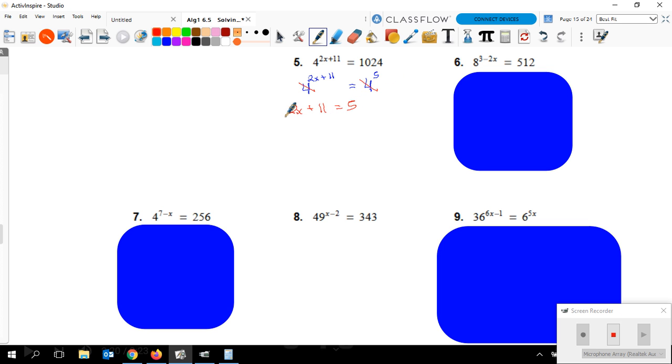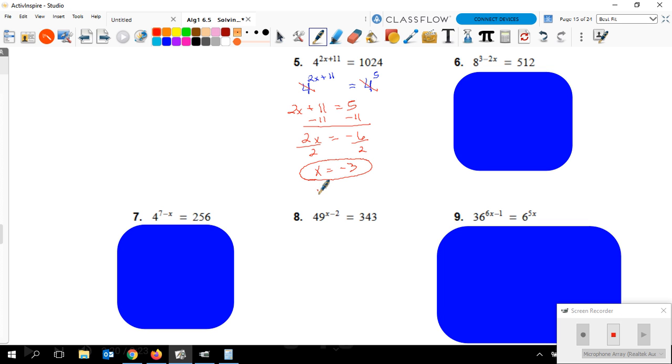And then we just solve this by subtracting 11. And so we get 2x is equal to, if I take 5 away from negative 11, it's negative 6. And then we divide by 2. And so that's going to give us x is equal to negative 3. So we get negative 3 on this one.